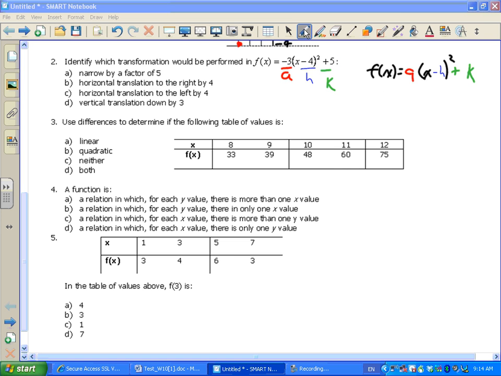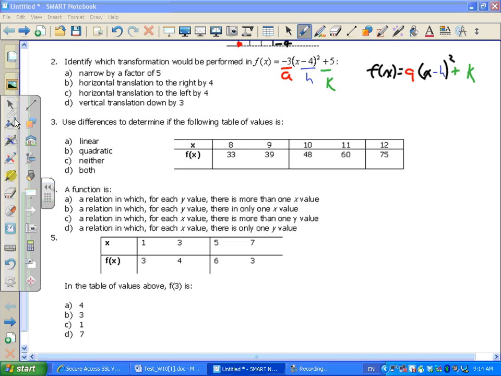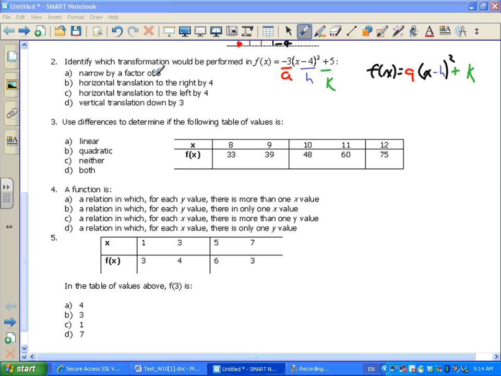So we have to figure out which of these is a logical answer. First one says narrowed by a factor of 5. So they're discussing an A value. Is our A a 5? No. So A cannot be an answer. Horizontal translation to the right by 4. Is that possible? It says -4. Why is it possible? That's right. So when we have the brackets, if h is negative, that means we're going in the positive direction. The positive direction is to the right.